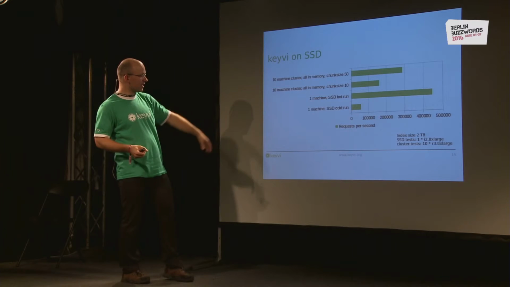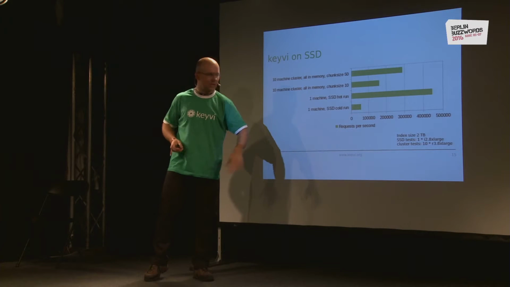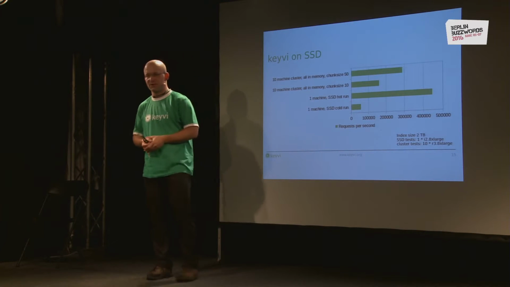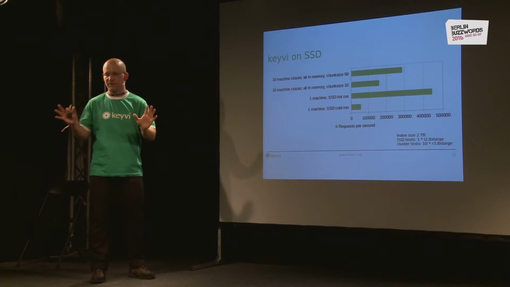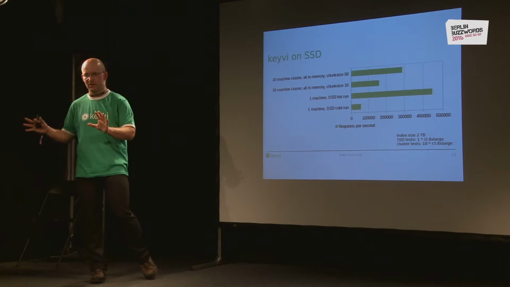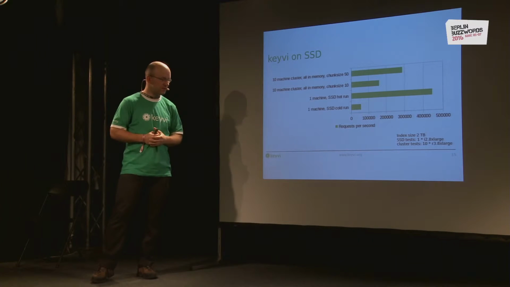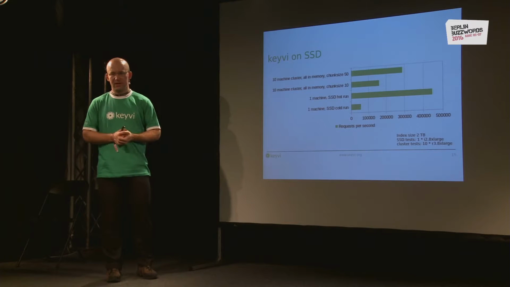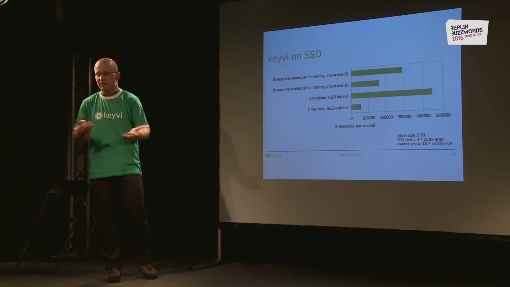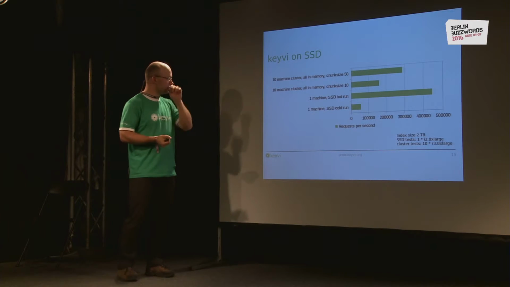So this is an example. We have an index size of 2 terabytes on one machine, which has 250 gigs of RAM. So it's almost like 10 times more index than you can store in RAM. And what the OS is doing is paging the whole thing, right?